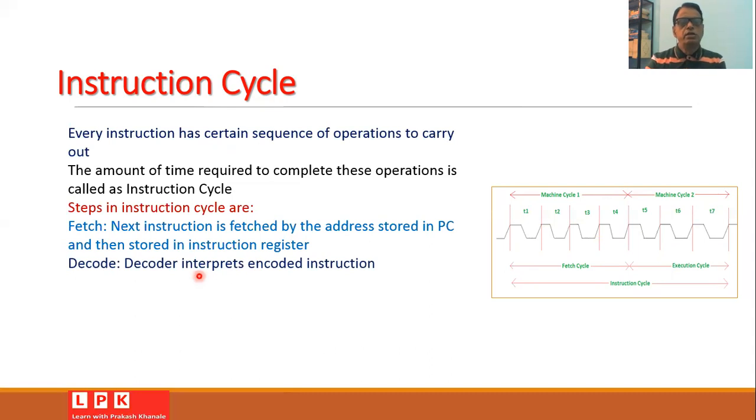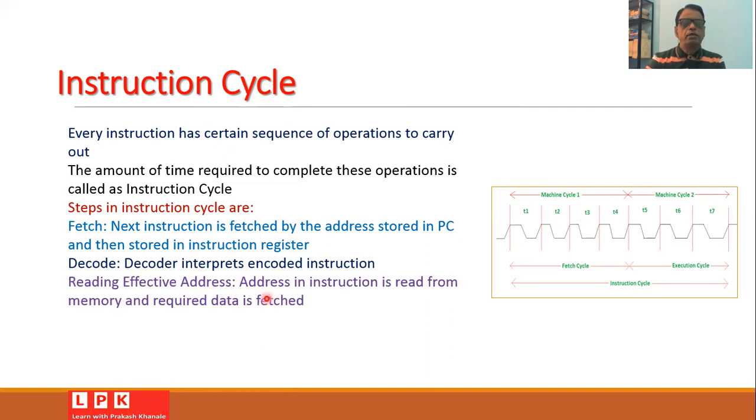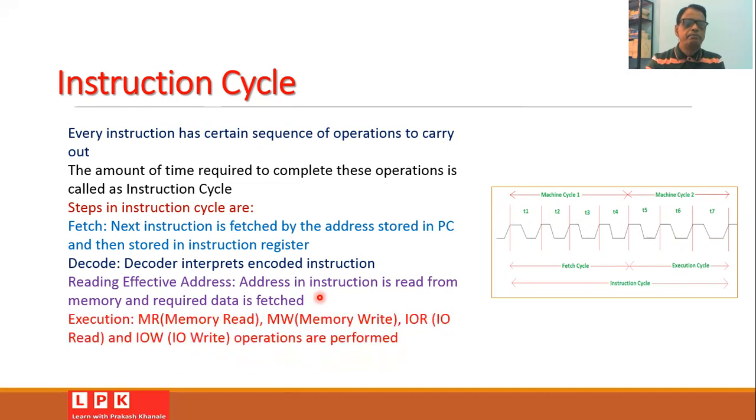Further, this instruction is decoded. The decoder interprets the encoded instruction. Every instruction has been written for specific tasks, so it has to be decoded, and the decoder performs this job. Then the effective address is read, that is, the address in the instruction is read from the memory, or the required data is fetched. Many times in instructions we need to read data from the memory, and whenever we want to read the data, the address in the instruction is read and the required data is taken.